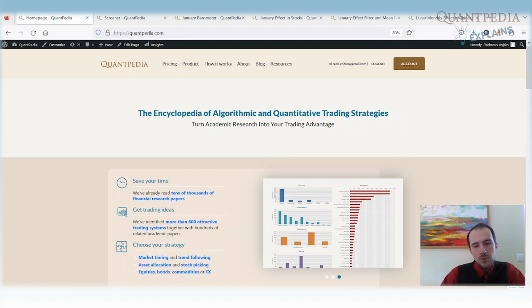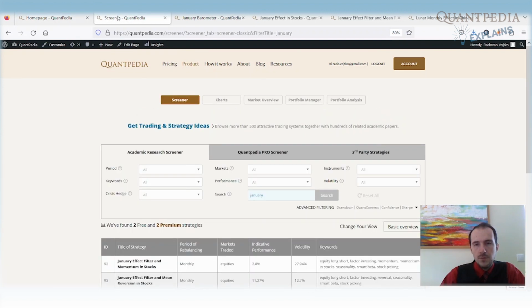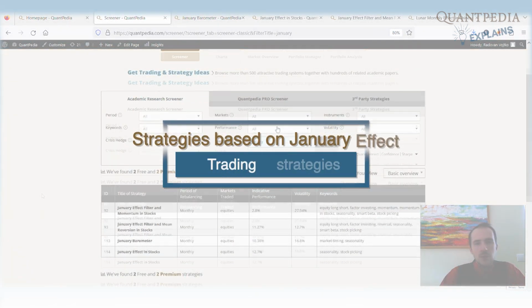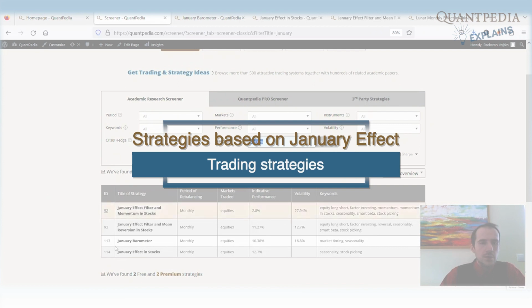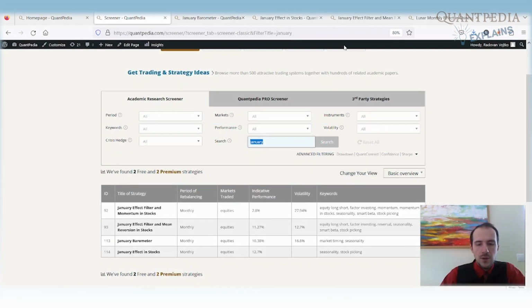One of the most important effects is the January effect. January is the first month of the year, and it has an important impact on the performance of some strategies. If we search for the word January, we can see that we have 4 strategies in Quantpedia. I will show you a few of them, and I will also discuss how calendar effects are present in markets other than the US or European market.